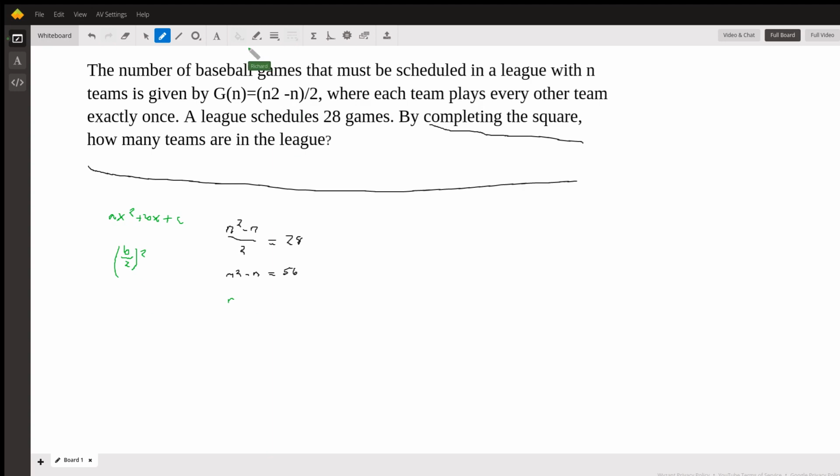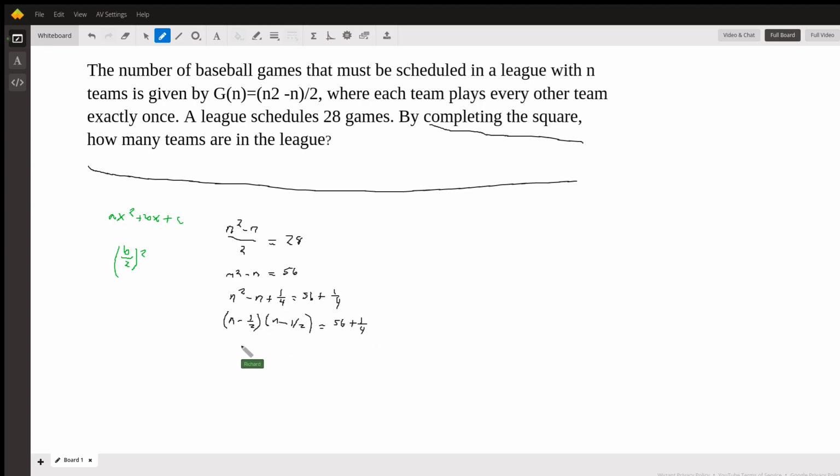So n squared minus n plus 1/4 equals 56 plus 1/4. Okay, so now this factors into a perfect square: n minus 1/2 times n minus 1/2 equals 56 plus 1/4.